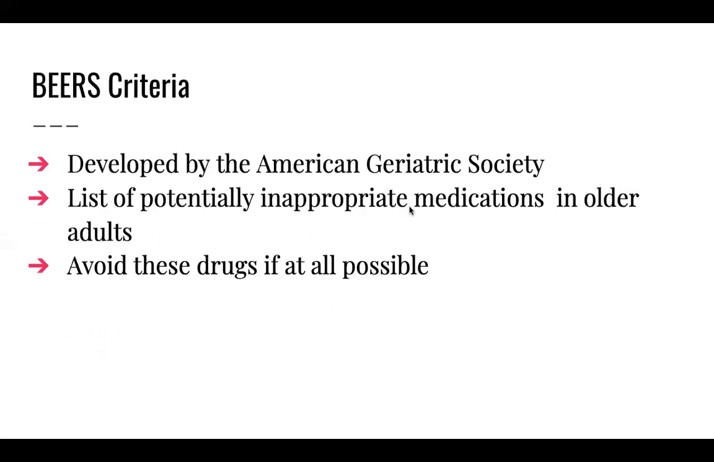Now, I just wanted to point out, when we're thinking about older adults, we can think about the Beers criteria. So the Beers criteria is a list of potentially inappropriate medications in older adults, and we will want to avoid these drugs if at all possible.